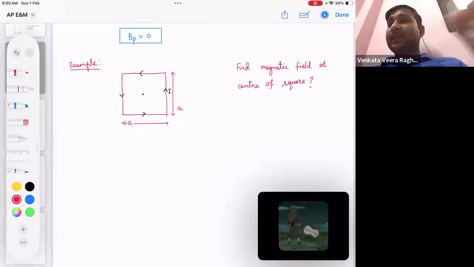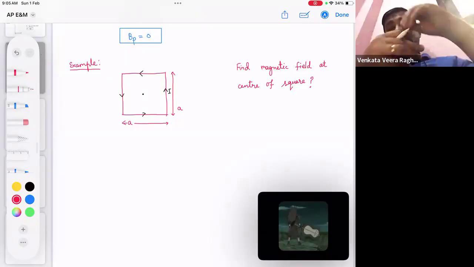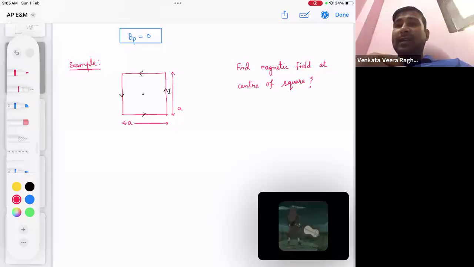Okay. So if you want to calculate the magnetic field at the center of the square, what can you do? Can you break this square into four straight conductors? And we will calculate the magnetic field due to each straight part. And after that, we will add those magnetic fields vectorially. Means what? If these magnetic fields come in the same direction, we will add them. If they come in opposite directions, then we will subtract them. Understood? So please tell me what is the net magnetic field and what is the direction.